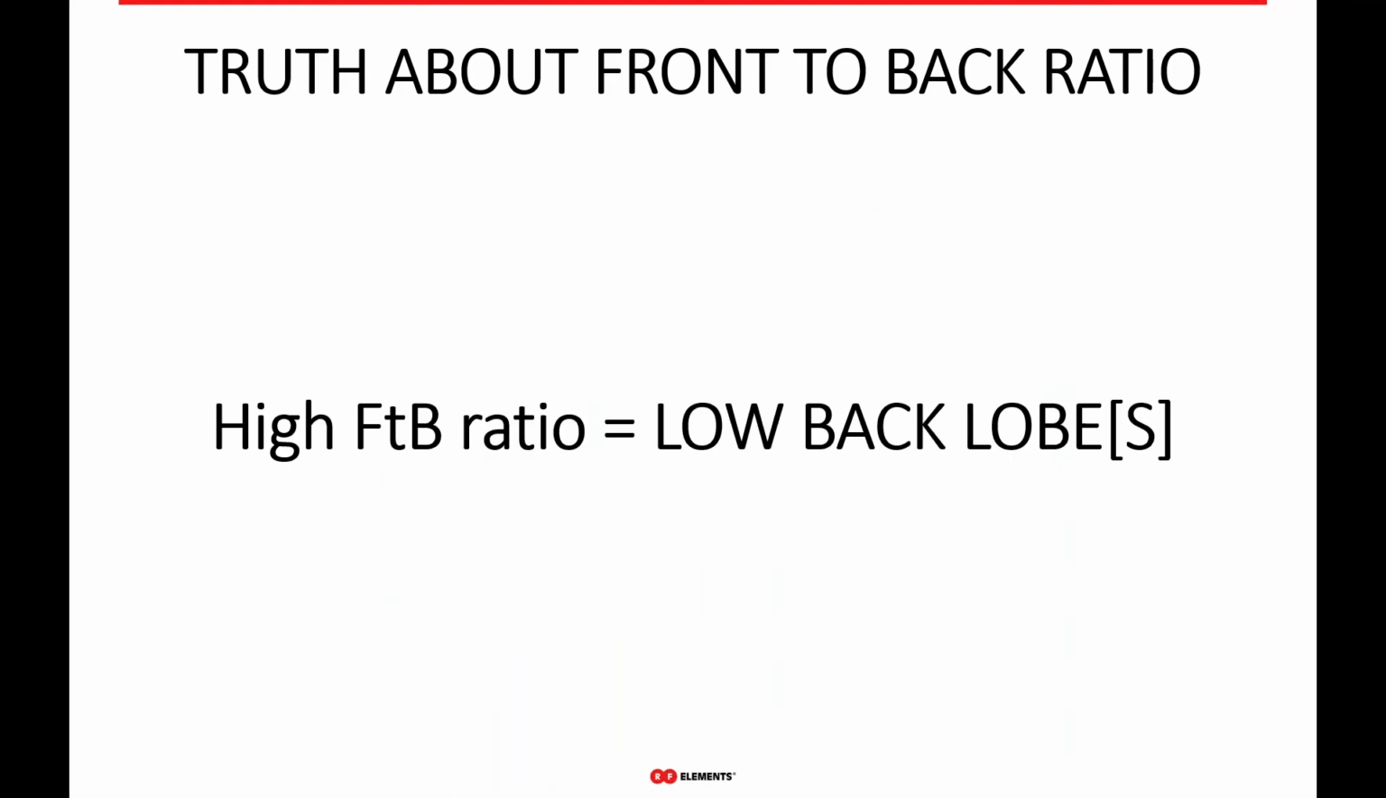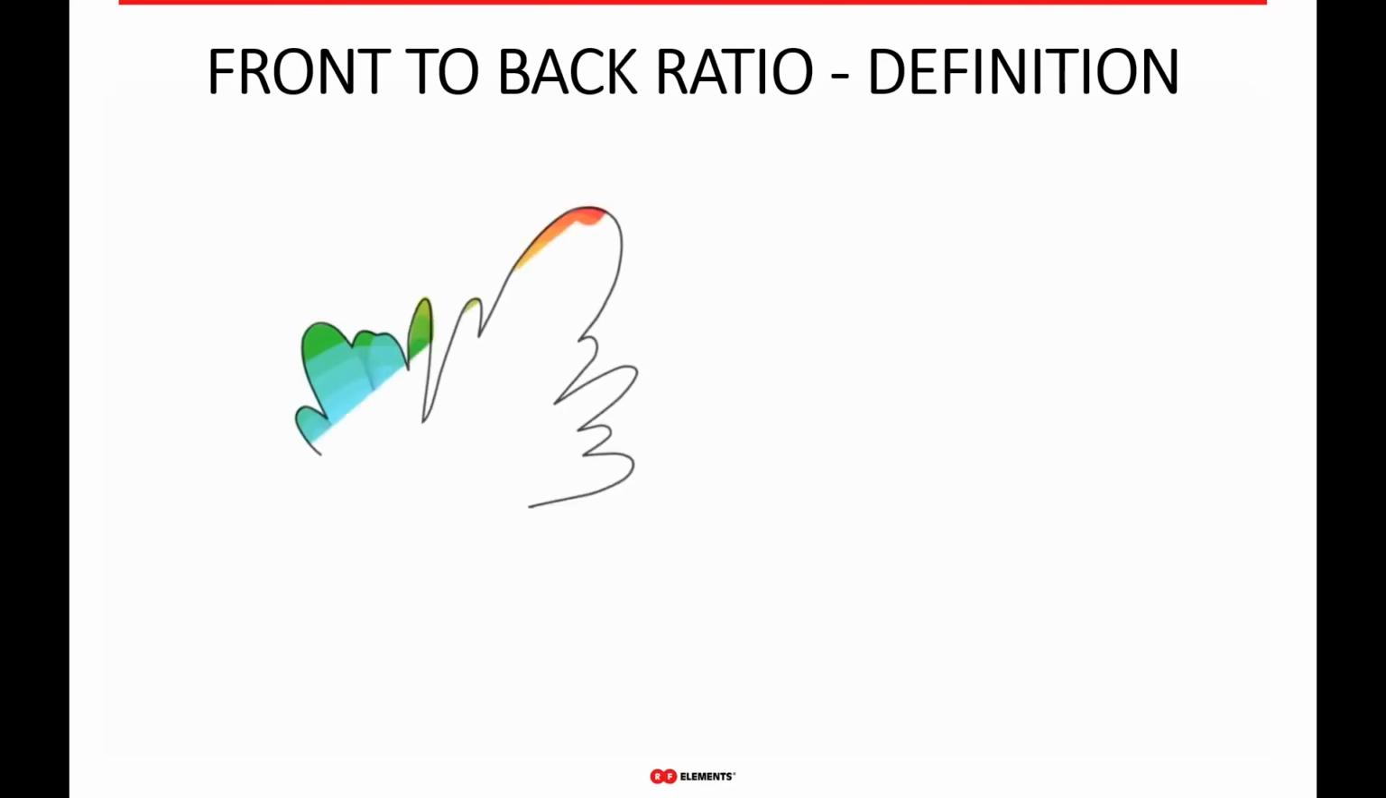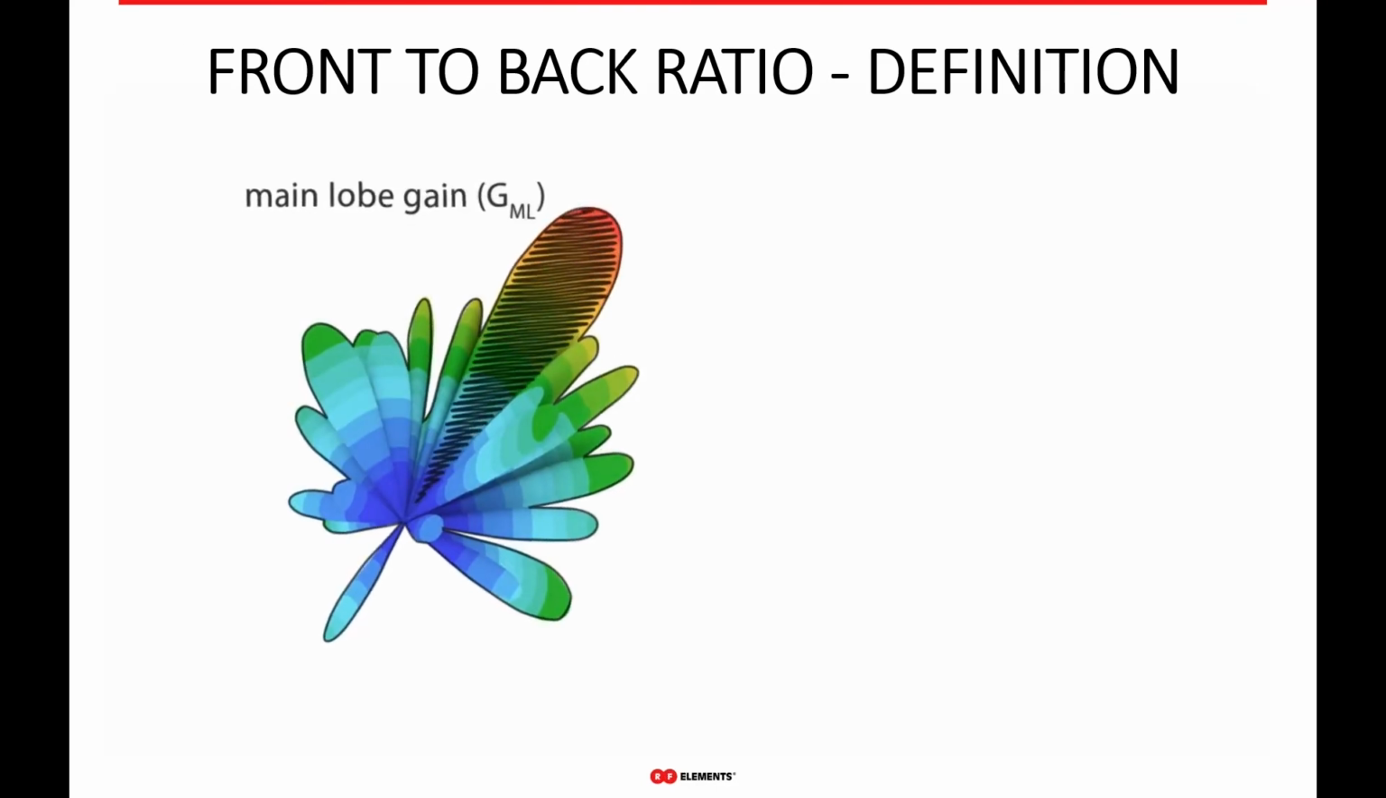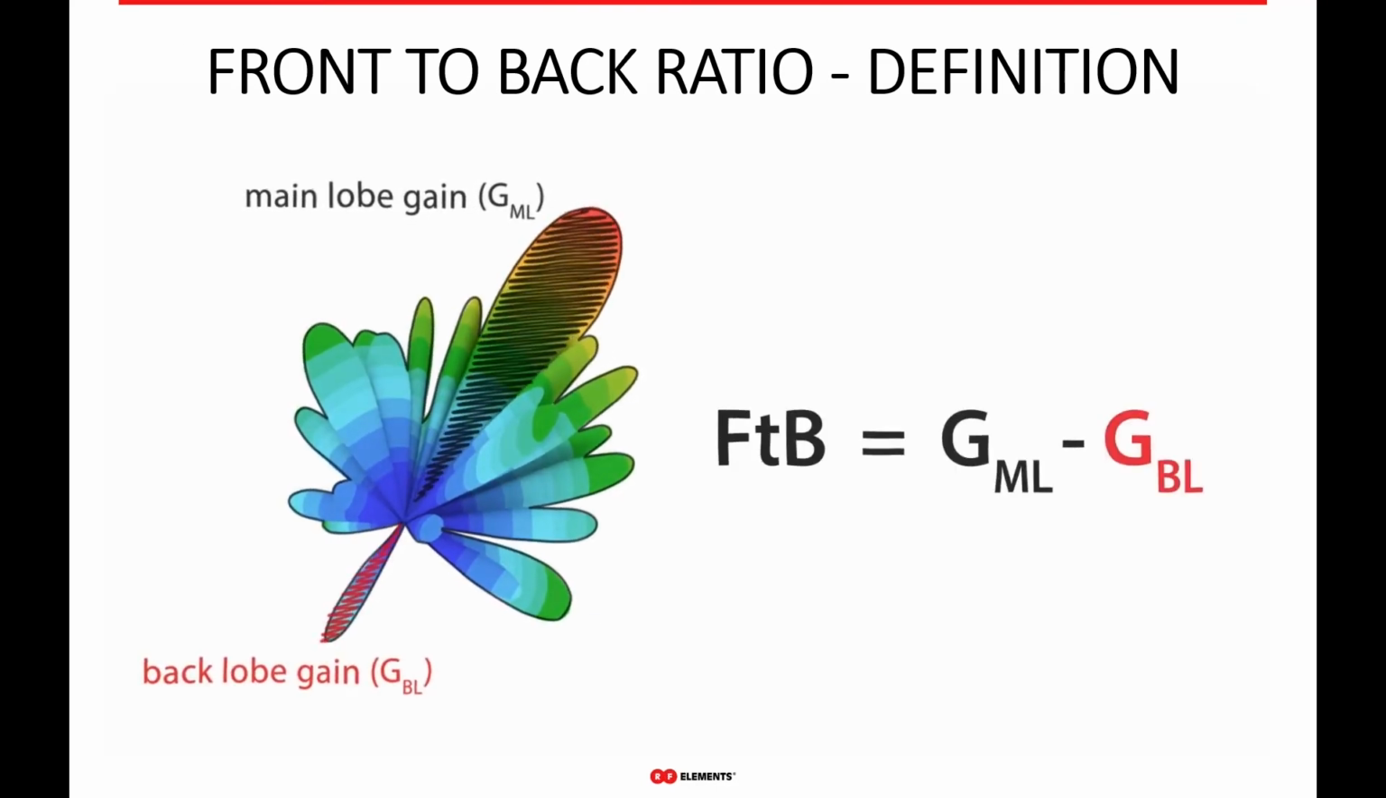So, high front to back ratio means that the back lobe is small, right? This is the lobe pointing in the opposite direction of the main lobe. It could also mean that a group of side lobes around the back lobe is small, depending on the definition or the way front to back ratio is actually determined, right? Front to back ratio is easy to understand looking at a radiation pattern of an antenna.